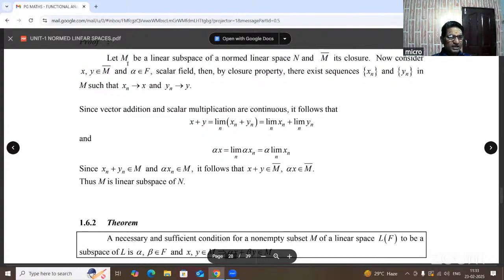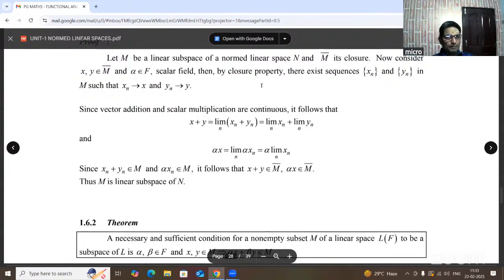So that's why, according to the condition, x plus y and alpha x belong to M. Now it is easy to satisfy that M is a linear subspace. So let M be a linear subspace of a normed linear space N, and M bar its closure. Now consider x and y belonging to M bar and alpha being a field element, that is, the scalar field.